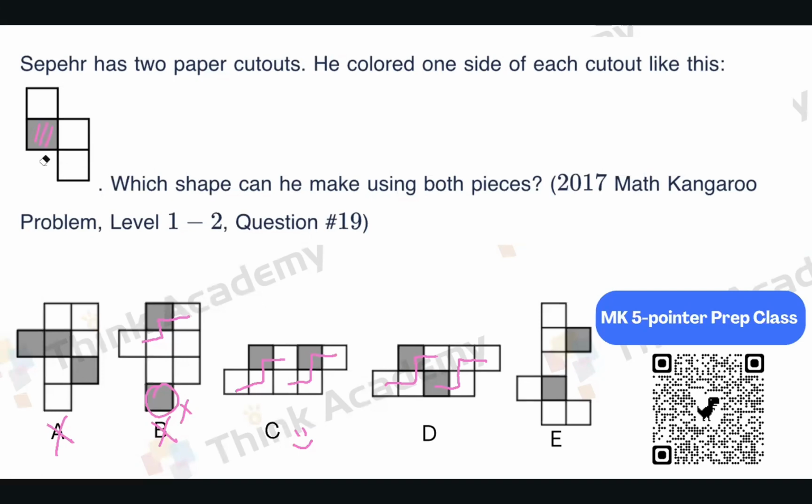How about E? First, let's see. Can we have a shape like this? Well, this one is correct, but look at this one. It is actually a totally different shape, right? So E is not correct. D, this square is wrong, so only C is correct. We're gonna choose C.